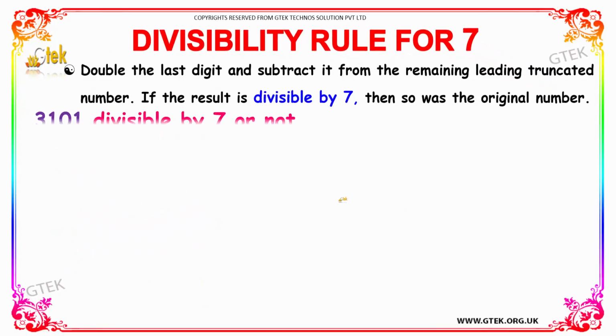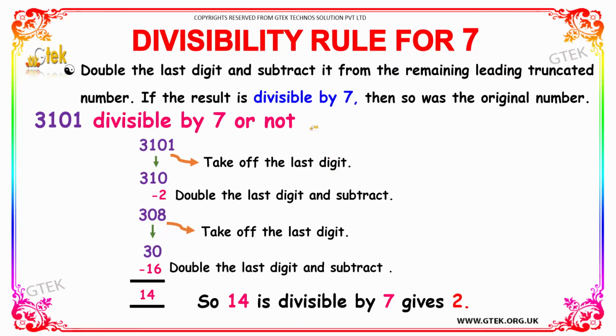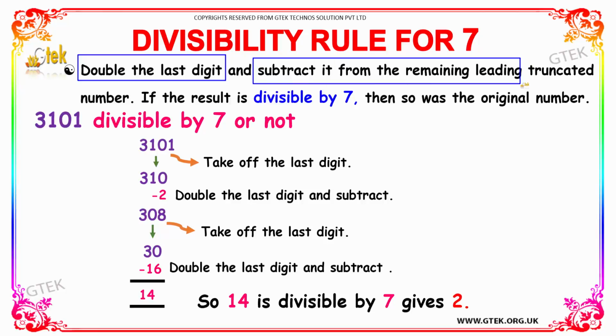Next we have the divisibility rule for 7. To test whether a number is divisible by 7 or not, you have to double the last digit and subtract it from the remaining leading truncated number. If the resultant is divisible by 7, then so was the original number divisible by 7.